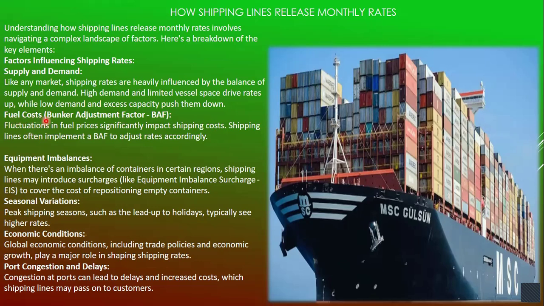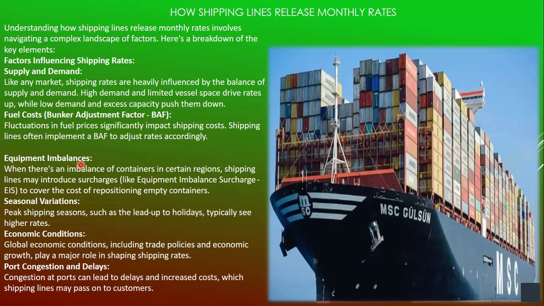Then fuel cost. If fuel cost increases, then shipping line charges will also change on a monthly basis. The bunker adjustment, called the fuel surcharge, depends on the fuel. Fluctuation in fuel pricing significantly impacts the shipping cost. Shipping lines often implement BAF adjustment rates accordingly. This is called the bunker adjustment factor. Once shipping fuel charges increase, the shipping line increases their freight rate.